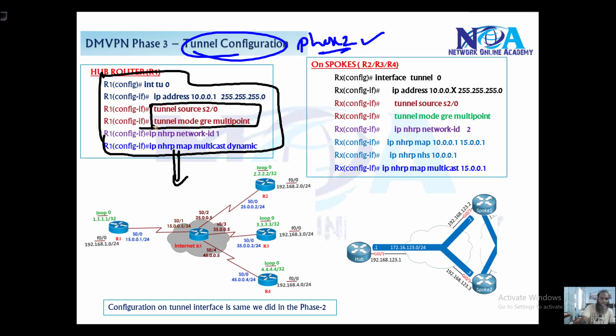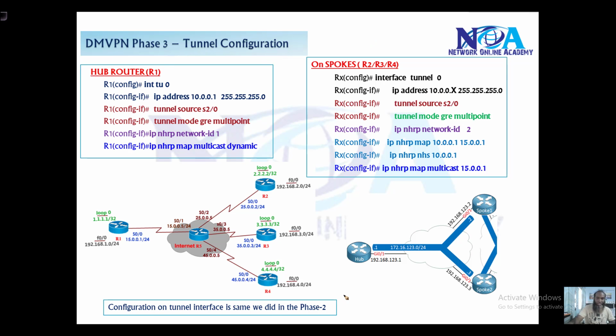So we'll be using multi-point GRE everywhere. And this is the same configuration you will see on the spokes as well. So up to here, this is exactly the same tunnel configuration.